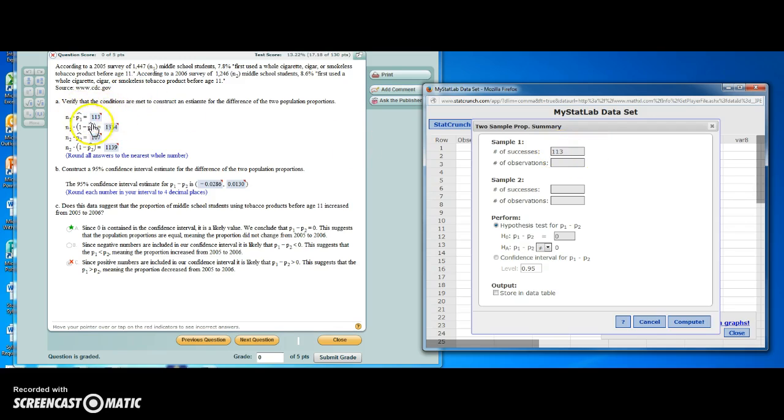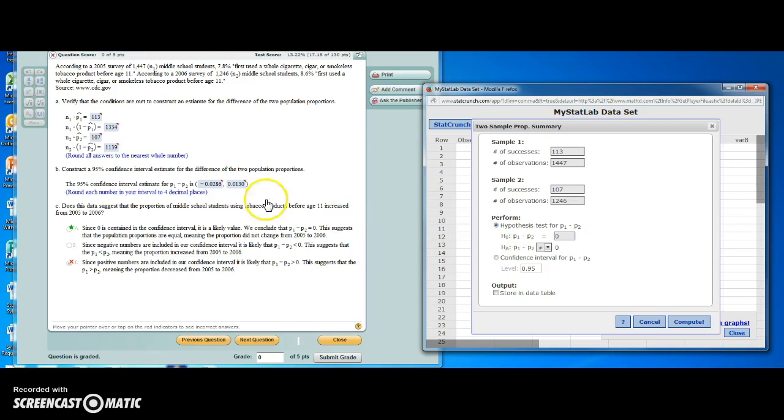We calculated that already. That's the number in the whole sample times the proportion of success, and in this case a success is used tobacco. Remember, a success doesn't always need to be positive. The total number of observations was 1447. Then in 2006, I had 107 out of 1246. And so I got all these numbers from the totals and from the proportions.